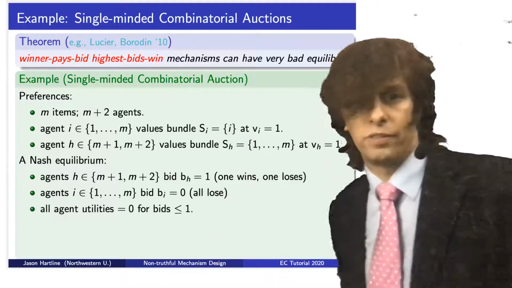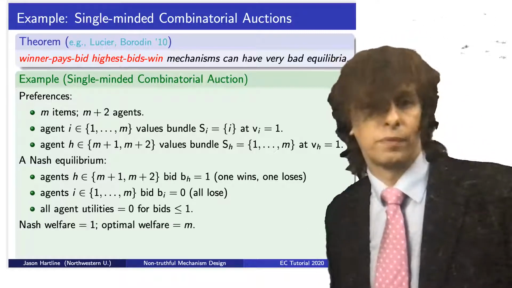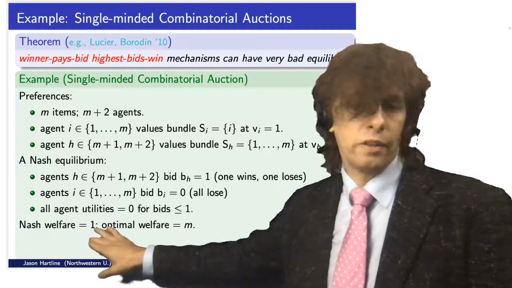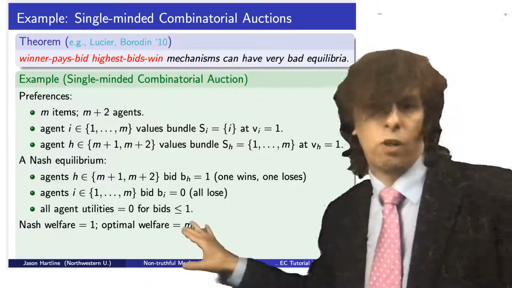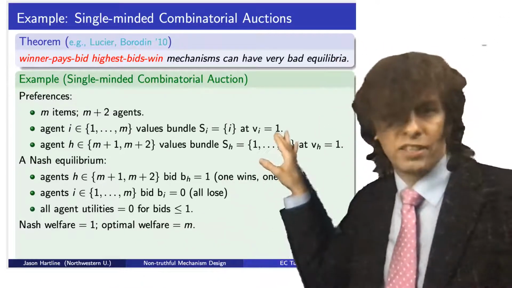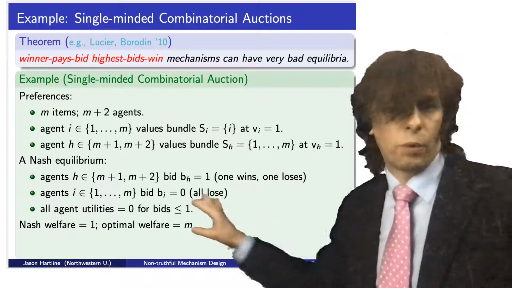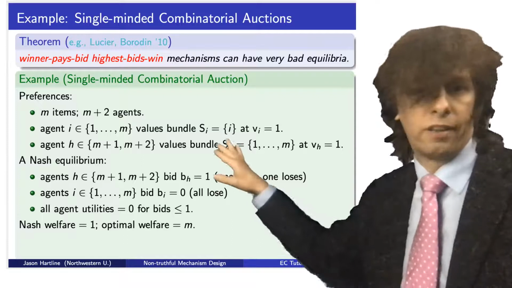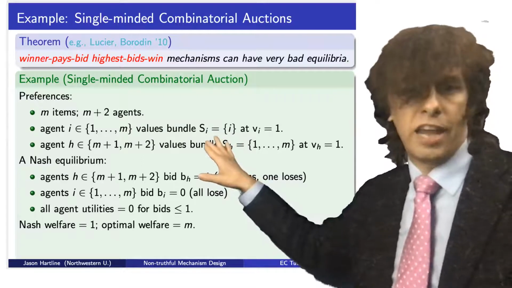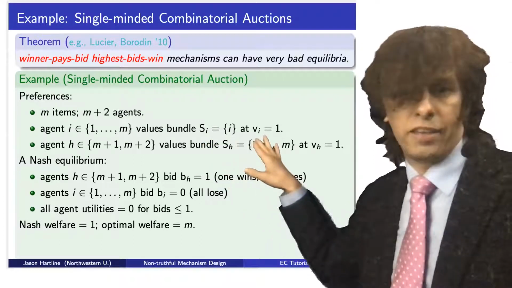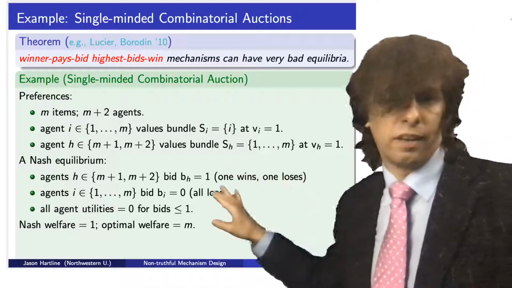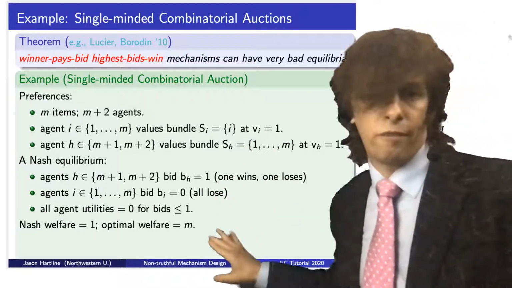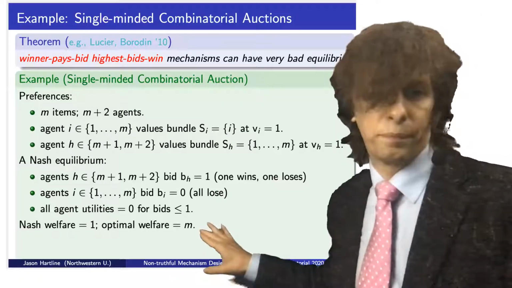Okay, likewise for the high valued agents. So the Nash welfare here is 1. What's the optimal welfare though? Well, look, all these little valued agents all had value 1. There were m of them, and we could have given them each their own object. We could have given object i to agent i, and agent i would have gotten value 1 for that, but we chose not to. So the optimal welfare that we wish we'd gotten is m.